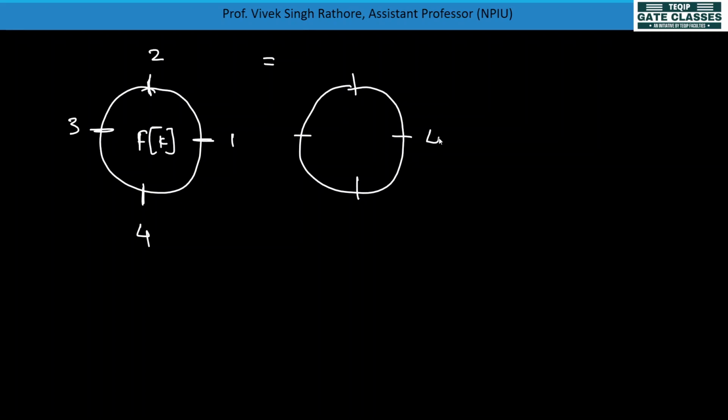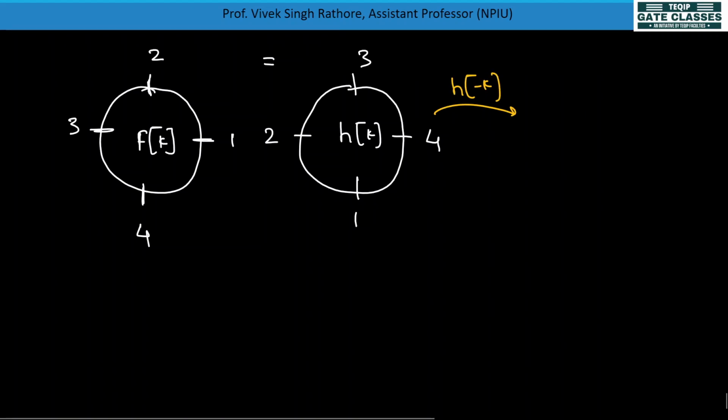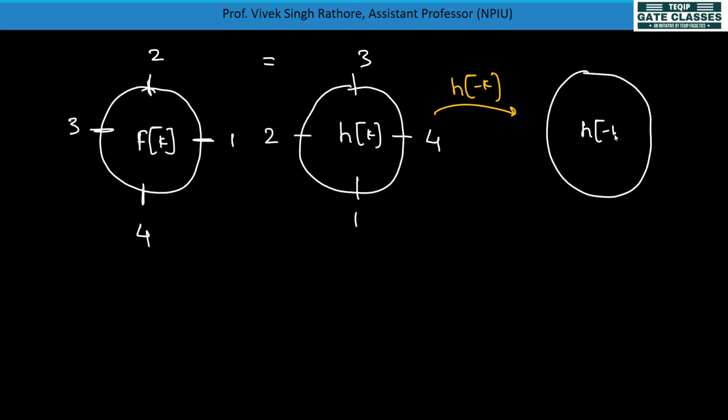So it was 4, 3, 2, 1. This is your h of k. But do we need h of k? No sir, first of all we need to reverse it, h of minus k we need. So what we can do, we need h of minus k. We'll mark it, h of minus k means keeping the horizontal value, just reversing the top and bottom values. So we'll get it like this.